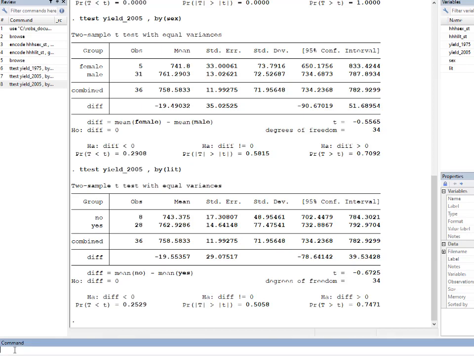So if we try and do that, it's kind of built into tabs, a command which lets you do all sorts of tabulations and tables. But which way around do I want this? I did sex by literacy, came out more clearly.